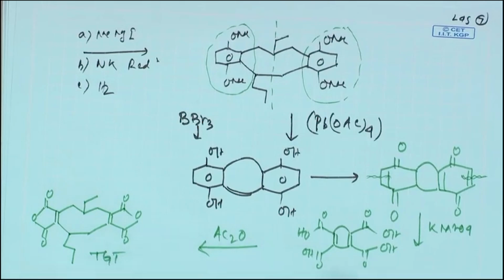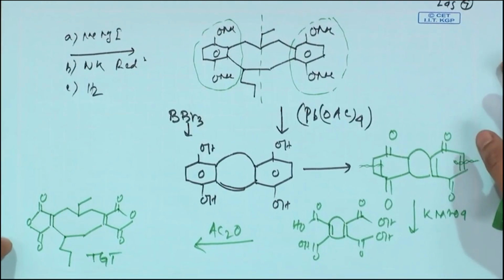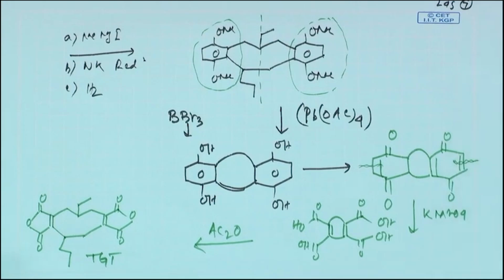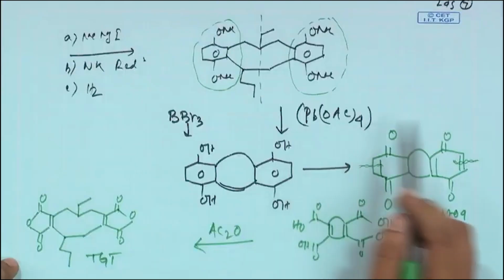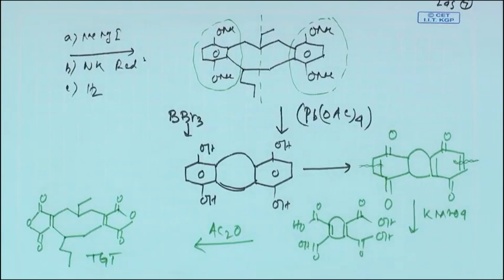Particularly, even if you do not consider the symmetry part, the synthesis is very unique, because you did a couple of functional group interconversions, and the key transformation here is the Beckmann fragmentation. It was absolutely brilliant, and the Beckmann fragmentation will definitely give you the particular product we are looking for.